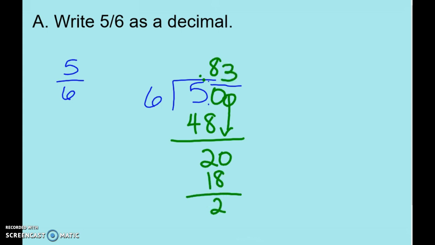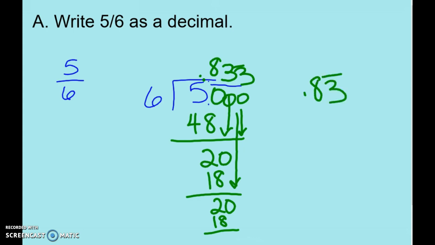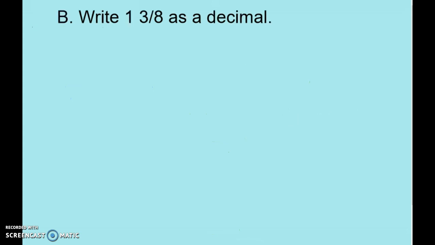So we get another 2, add a 0, and we're going to see a pattern here: we're going to keep getting 2 as a remainder. So when we have that repeating remainder, we can put the line over that digit and we would know that it's just going to keep going on and on forever. So 5/6 as a decimal would be 0.83 with the 3 repeating. Okay, so again, we have done this before. Let's look at another example.